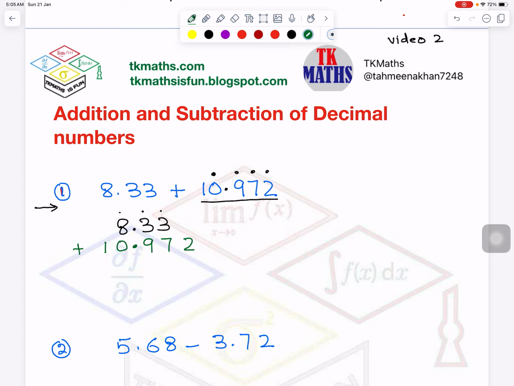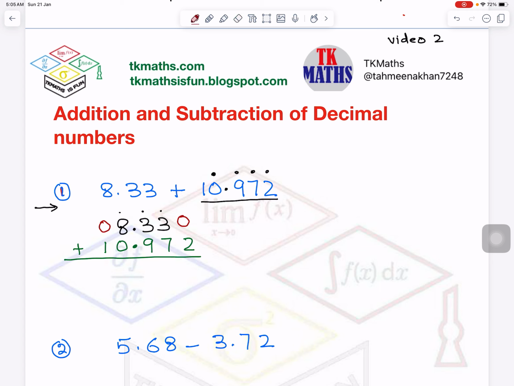And then I will add up. The places which are empty, like on top of 2 there is nothing, so you can write here 0. Similarly, on top of 1 there is nothing, so you can write here 0, so that it is easy for you to do addition and subtraction.